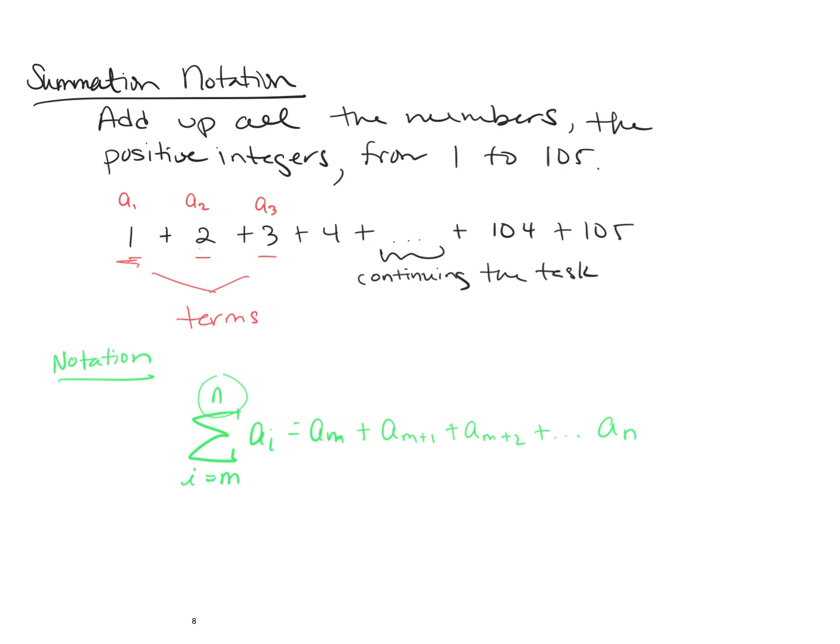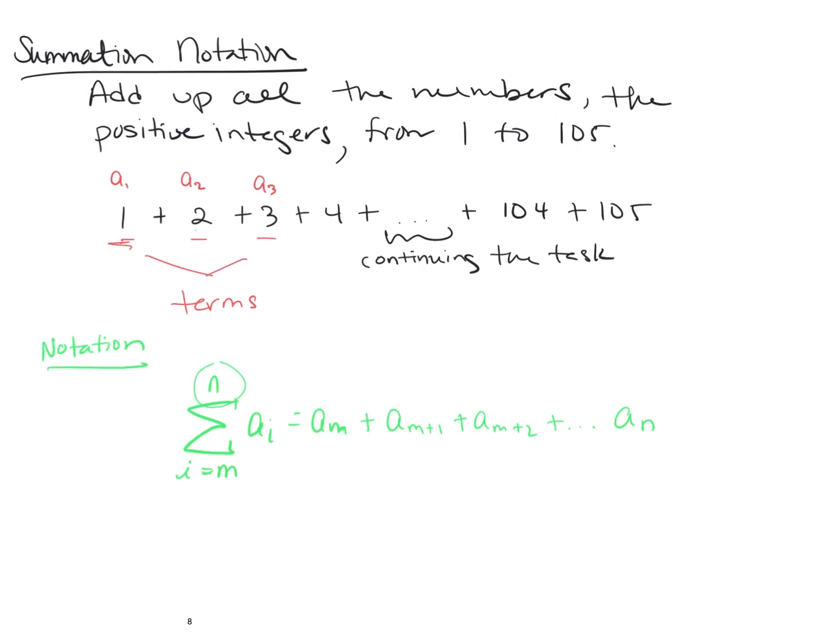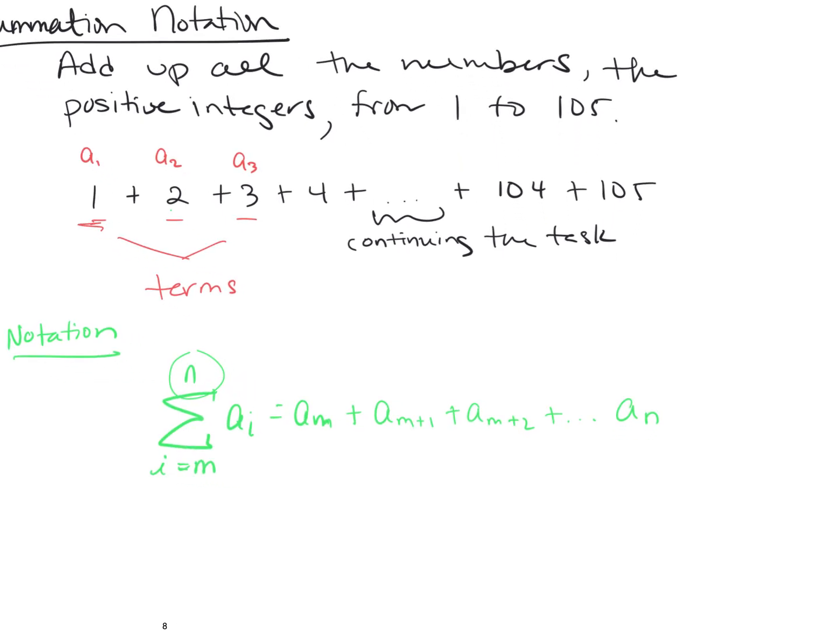Okay, that's the general form of it. And let me talk about what each part is called. Obviously, this is sigma, like I said. This i is considered the index of summation. m and n are called the bounds of the summation.